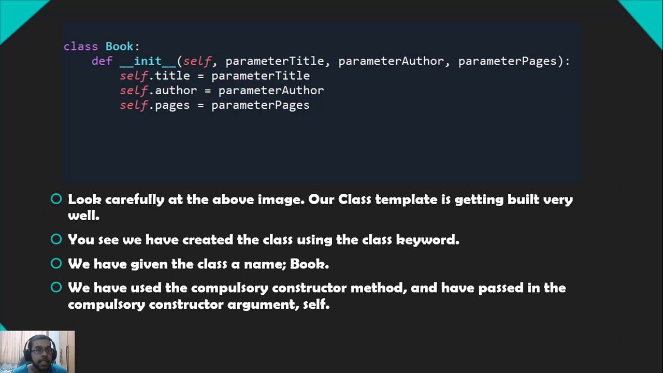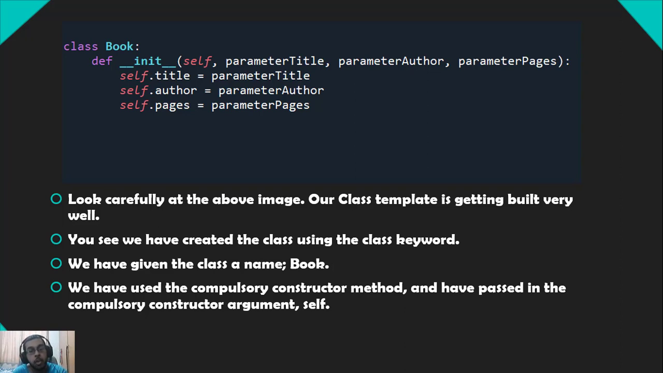Class Book, def __init__(self, title, author, pages). self.title = title. self.author = author. self.pages = pages. Look carefully at the above image. Our class template is getting built very well.